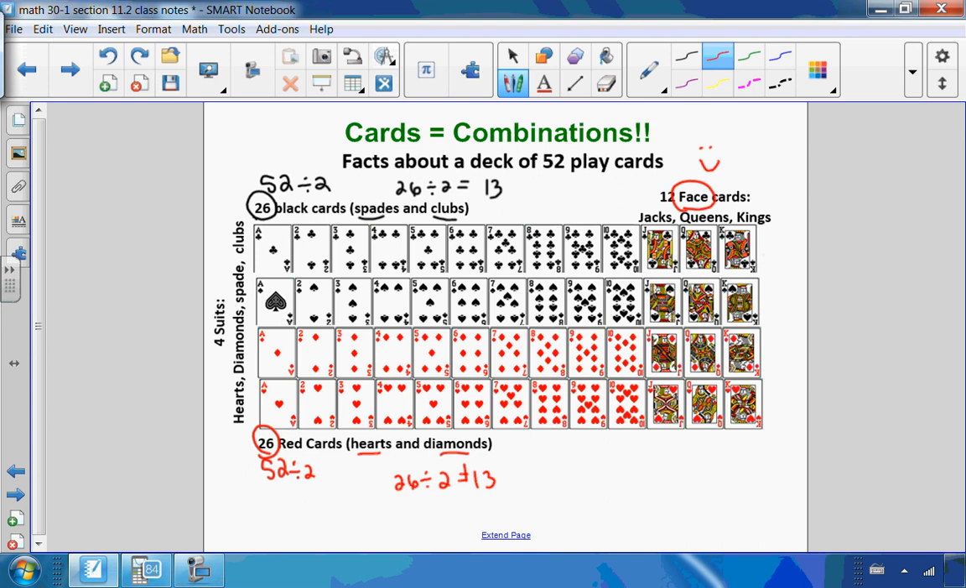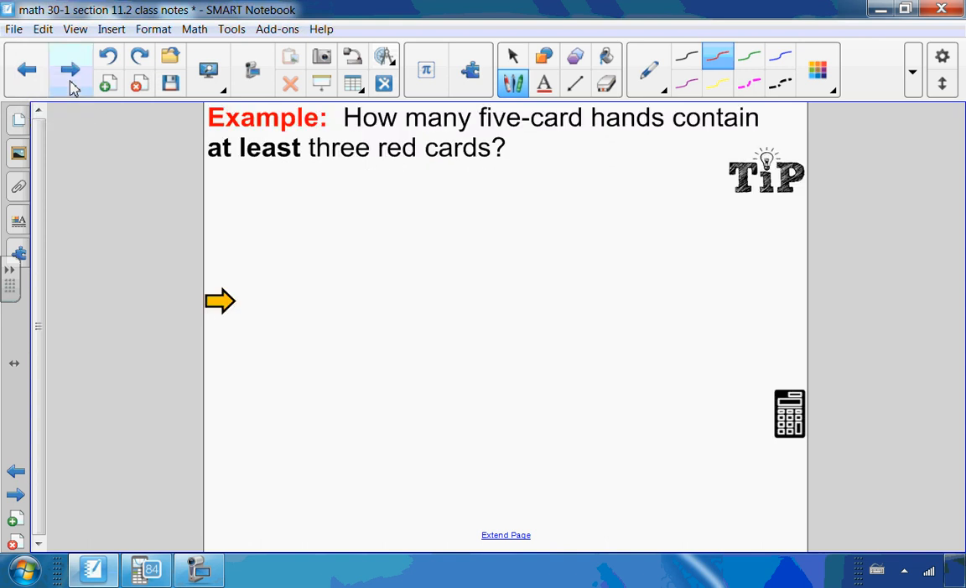So this diagram is in your notes, and you can refer to it as often as you need to for the questions. But on the diploma, they'll give you everything you need to know in the question. So let's try a question. How many 5-card hands contain at least 3 red cards?